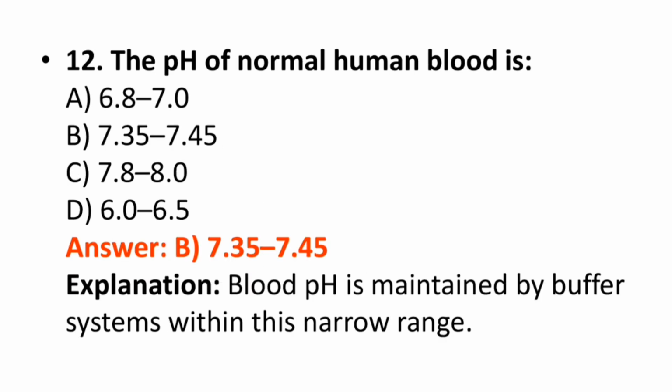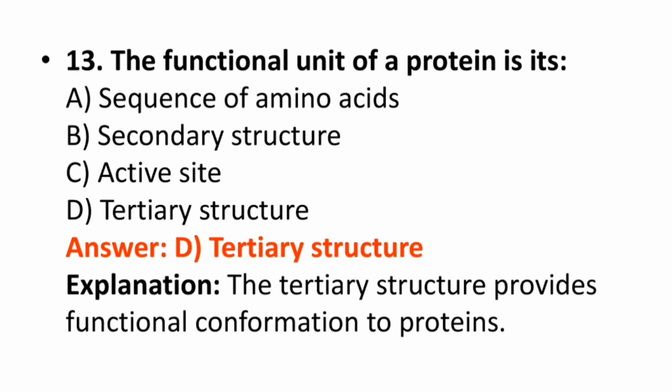The pH of normal human blood is option A 6.8 to 7.0, option B 7.35 to 7.45, option C 7.8 to 8.0, option D 6.0 to 6.5. The correct answer is option B 7.35 to 7.45. Blood pH is maintained by buffer systems within this narrow range.